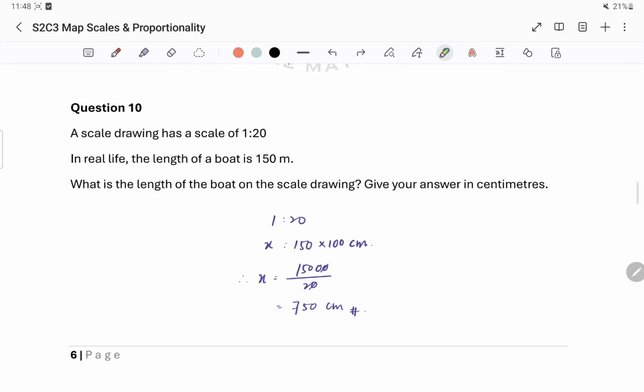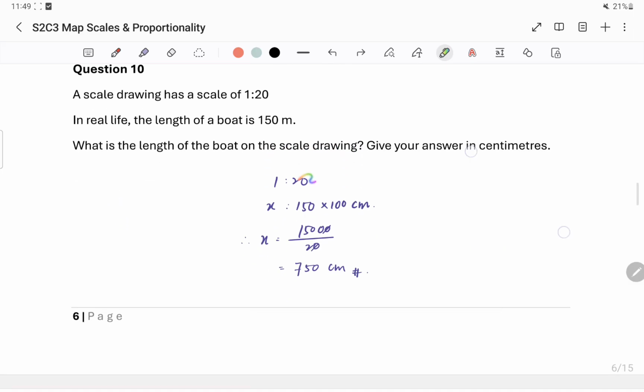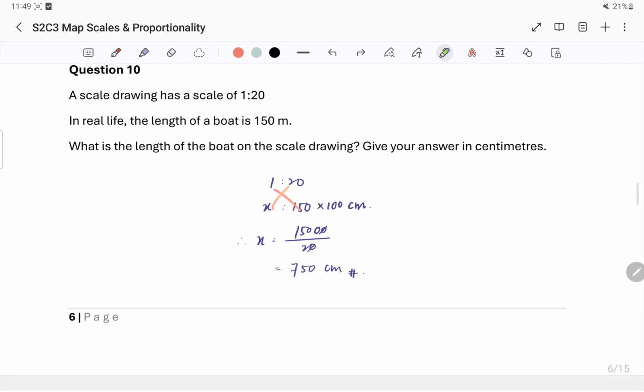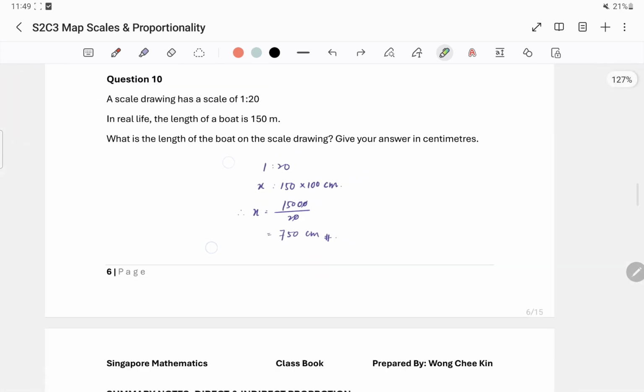Similar to this question, scale drawing is 1 to 20. In real life, the length of the boat is 150 meters. So what is the actual length on the scale drawing? The scale drawing means it's on the map. So first we have a scale drawing of 1 to 20. This is the scale, and then if you want to substitute the value, you need to convert your meters into cm first, because here you are using cm. So here you cross multiply, you get 750 cm.